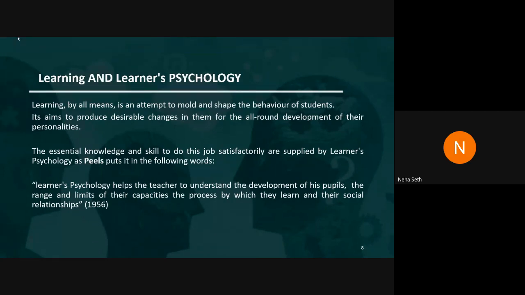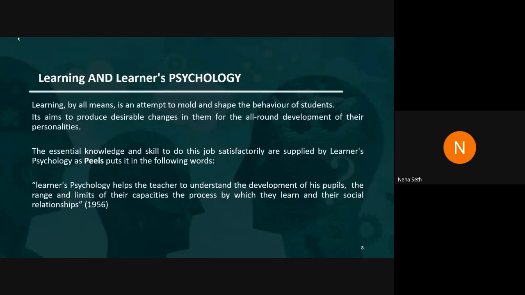So whenever they are passing out after one semester, how they have changed as a person, what they have learned, not just in terms of subjects, but what we are giving them as teachers to develop their personality as an individual. These are additional things that we are giving to our students, sometimes without being aware of it. The essential knowledge and skill to do this job satisfactorily are supplied by learner psychology. As Peel puts it, learner psychology helps the teacher to understand the development of his pupils, the range and limit of their capacities, the process by which they learn, and their social relationships.